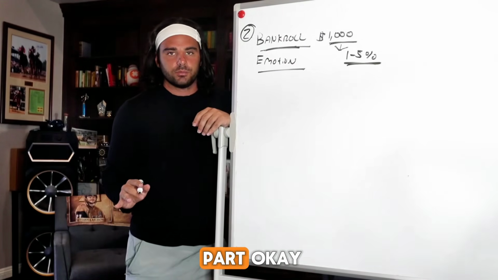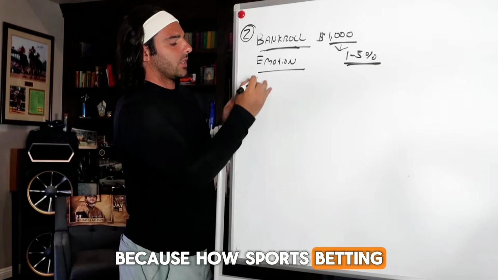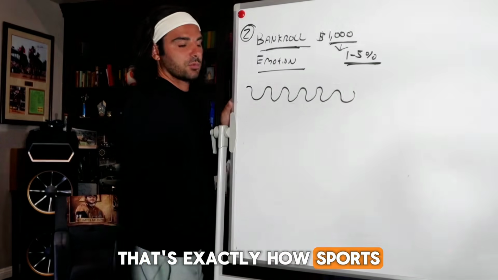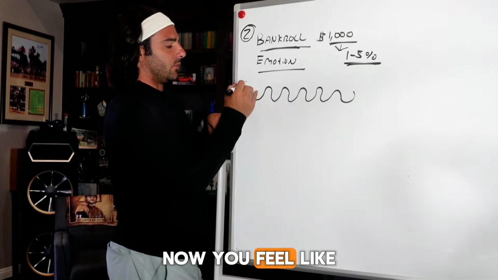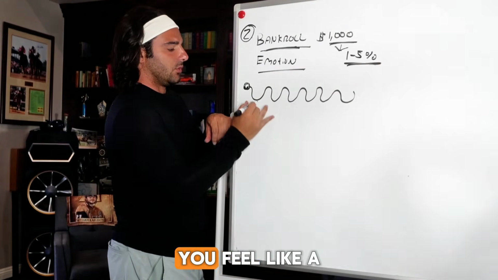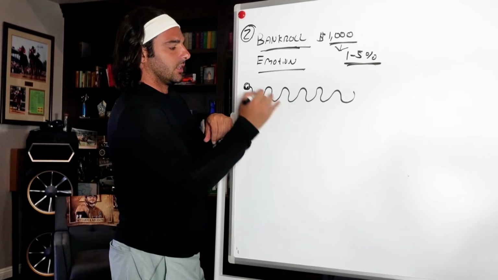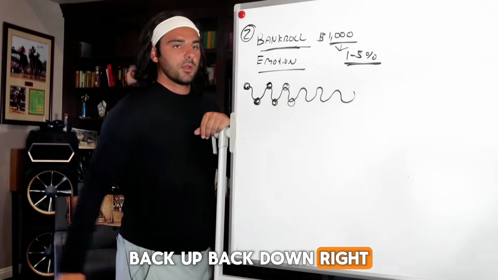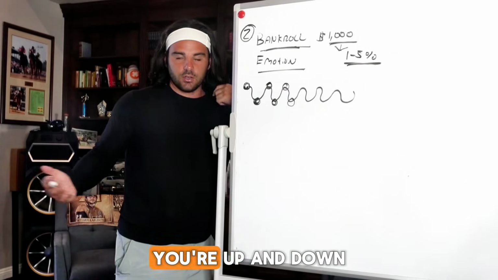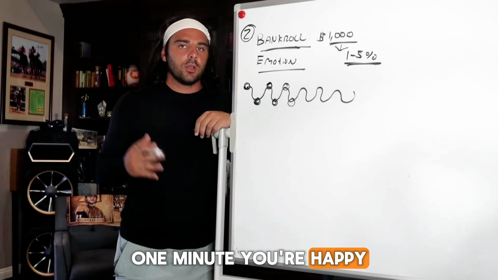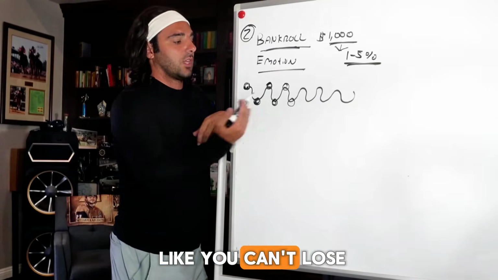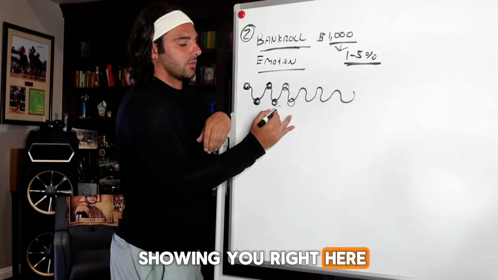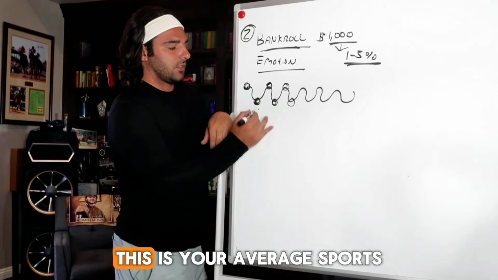Emotion is the second part, okay? Because how sports betting goes is just like this, okay? It's a wave, goes up and down. That's exactly how sports betting goes. Now, you feel like you're on top of the world when you're here. You feel like a loser when you're here. Then you're back up here, and you're back down here again. Back up, back down, right? One minute you're happy, one minute you're not. One minute you feel like you can't lose a bet, the next minute you feel like you can't win a bet. But what I'm showing you right here is your average sports bettor, okay?